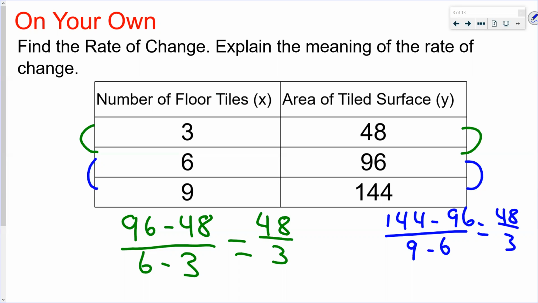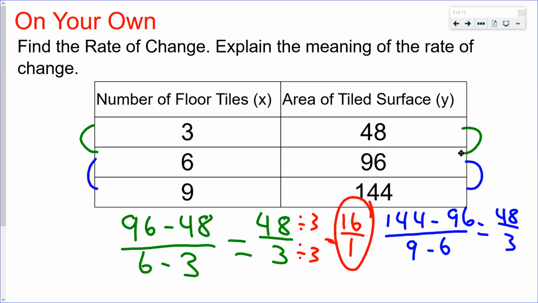Well, we can simplify this to really figure out what is the area per square tile. 48 and 3 are both divisible by 3. All right, and so 48 divided by 3 is going to be 16, and 3 divided by 3 is 1. So we would say our rate of change is 16 to 1, or an area of 16 to 1 tile. So 1 tile covers an area of 16. So that's how you find your rate of change.